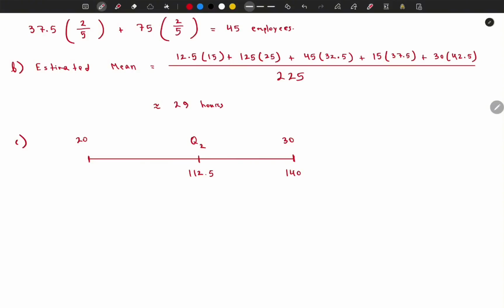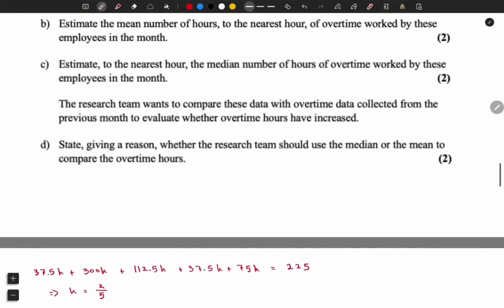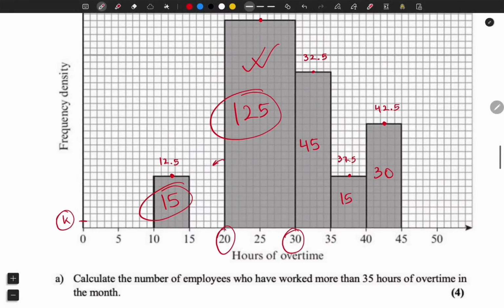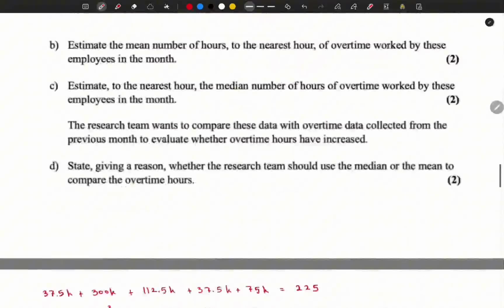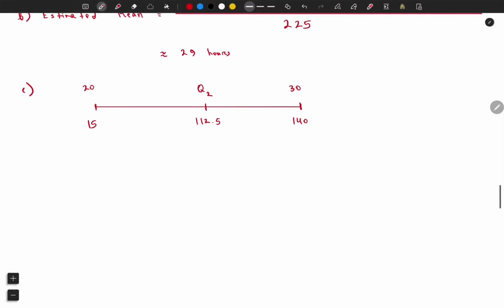And we also need to find out the cumulative frequency of the class before that. So the cumulative frequency in the first part will be 15. So this is actually 15. So the value of Q2 can be written as 20 plus 10 divided by 140 minus 15, that is 125.